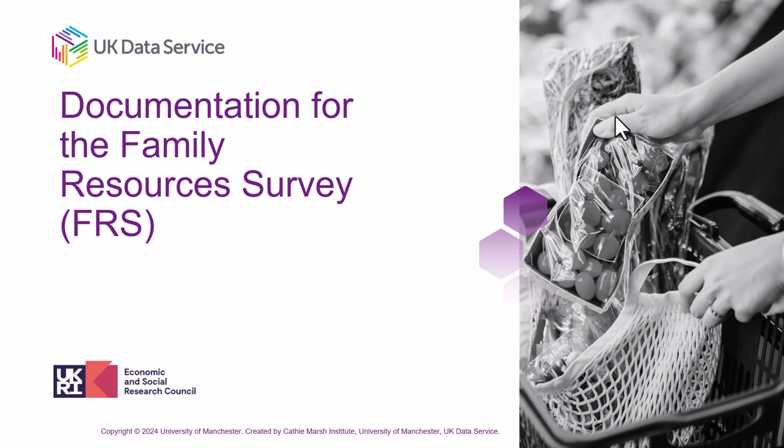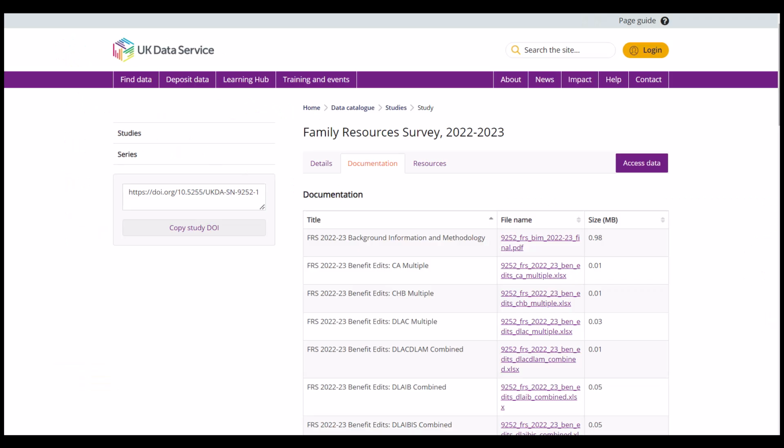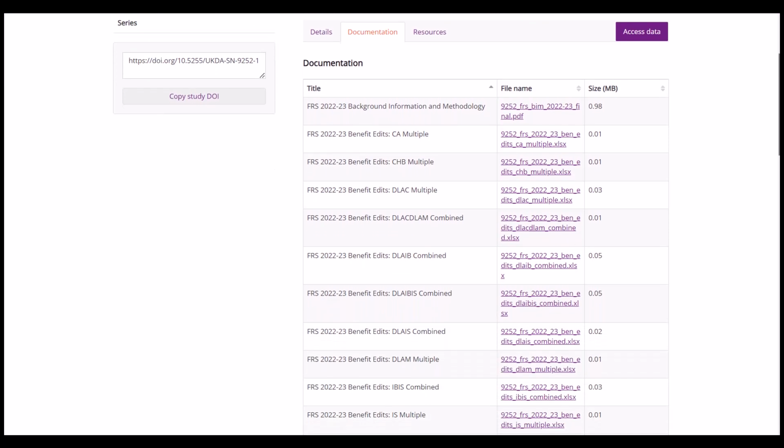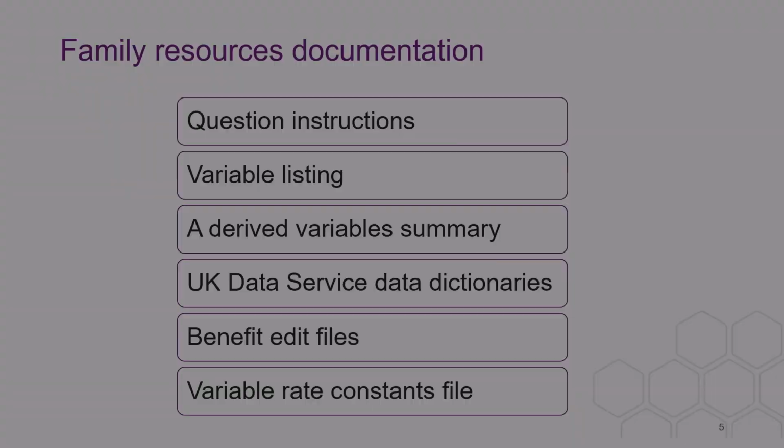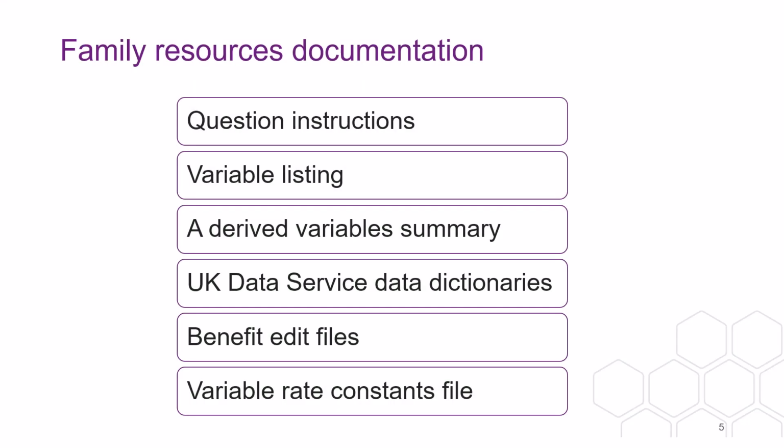This video looks at documentation for the Family Resources Survey, which can help us understand more about the variables and the data. The documentation may seem intimidating at first, but once you are familiar with the main documents, they become more straightforward and easier to use. In this video, we will look first at 4 main documents that are useful for understanding variables.